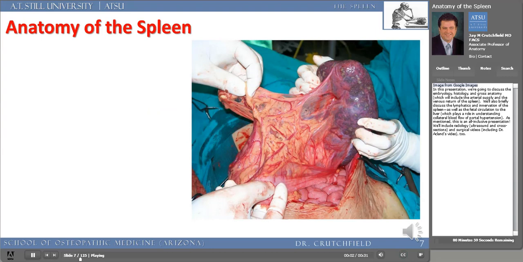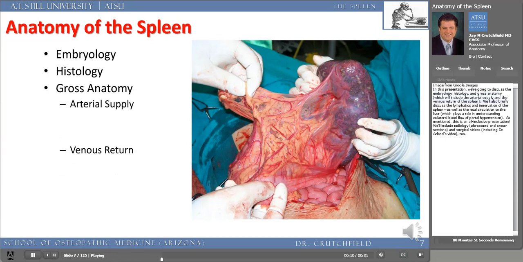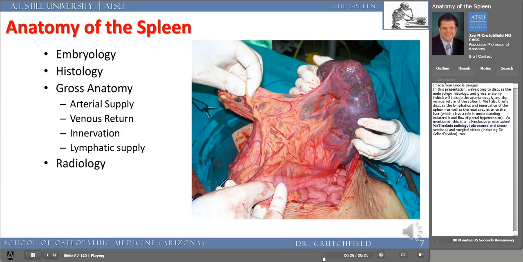In this presentation, we're going to discuss the embryology, the histology, the gross anatomy, which will include the arterial supply and the venous return of the spleen. Also briefly discussed is the lymphatics and the innervation of the spleen. As I've already mentioned, this is an all-inclusive presentation, which will include not only the embryology, but some radiology, cross-sections, and surgical videos, as well as a video by Dr. Ackland.